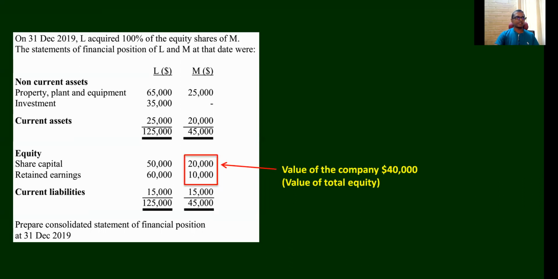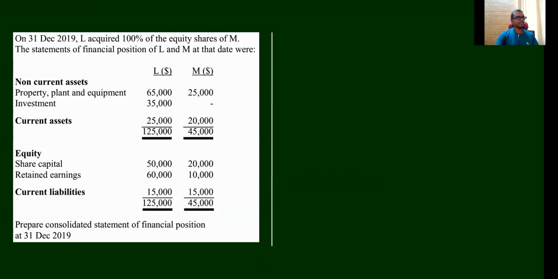And the value of the company is 30,000 here. Your investment here is 35,000. Okay, 35,000 invested, the value of the company 30,000. So you have paid an additional 5,000 to acquire this company. So that should be the goodwill. We'll see.